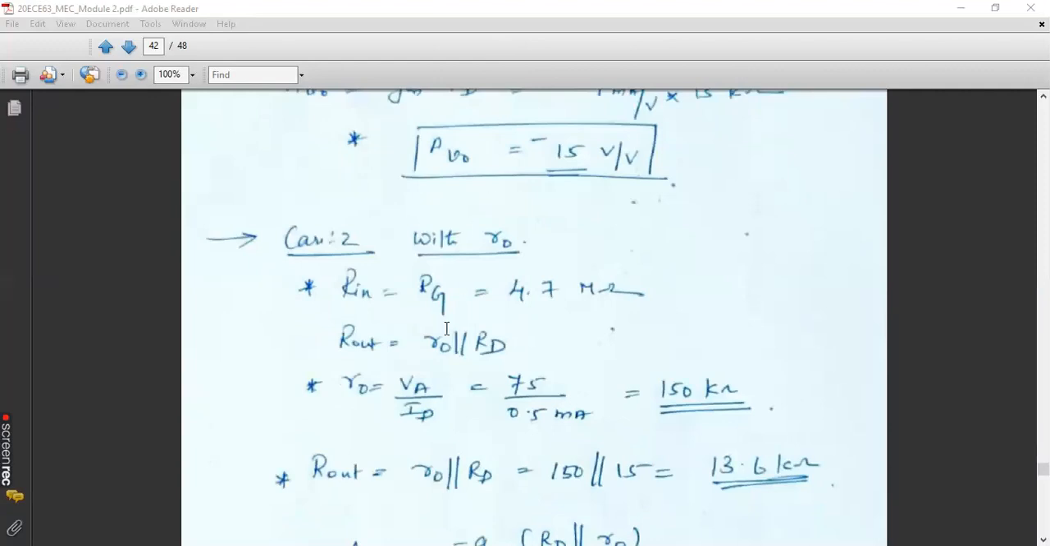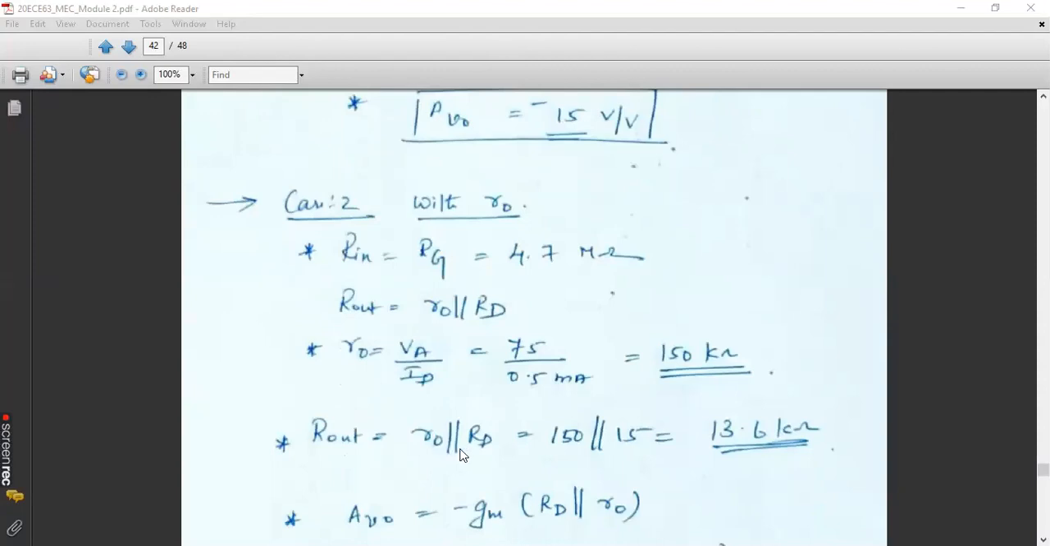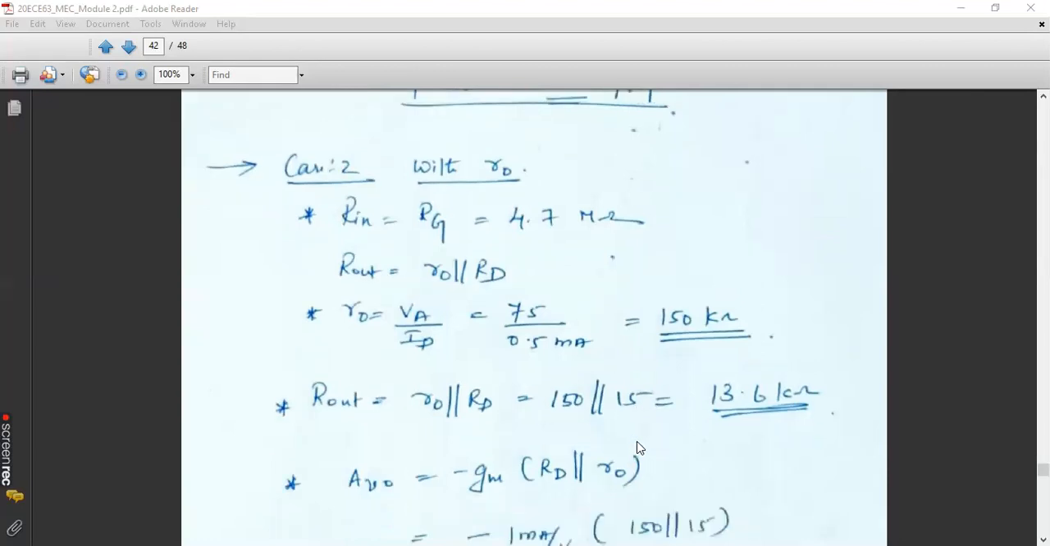After finding R0, you can find R out. That is R0 parallel RD, that is 150 parallel 15. Check the answer. 150 parallel 15, that is 150 into 15 divided by 150 plus 15. R1 into R2 divided by R1 plus R2. So your answer will be 13.6 kilo ohm. So this is your output resistance.